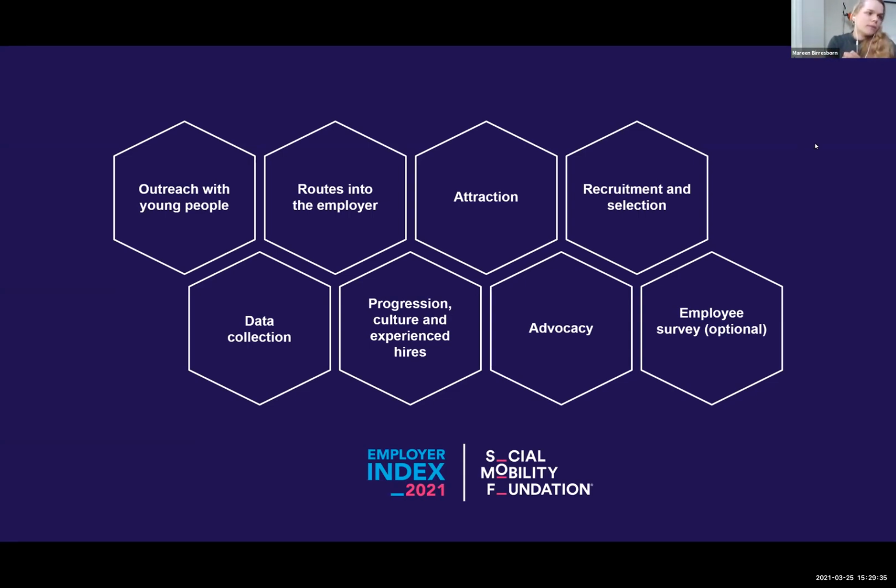And this is just a list of the 7 different sections in the index. So you can see it goes from outreach to routes into the employer, where we look at your internships and apprenticeships if you offer any. In attraction, we look a lot at which universities you target if you have a graduate scheme. And then there's one section focused on data collection, where we ask you what data points you collect and also compare your completion rate with the completion rates of other organizations. And then we also look at experienced hire, just to see if you collect data on the background, the pay, the progression, etc. of someone in relation to their socio-economic background.